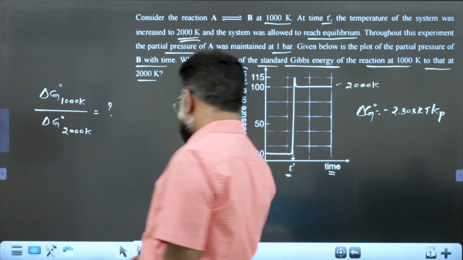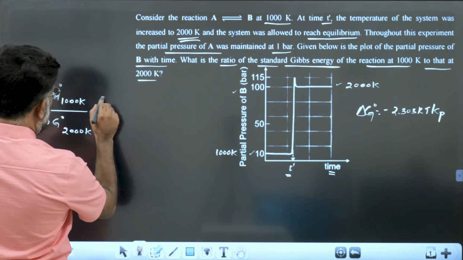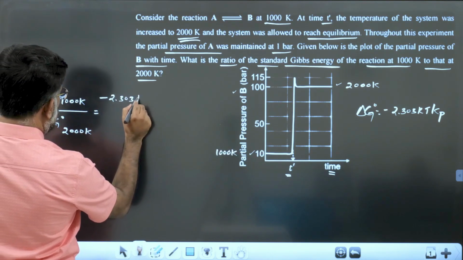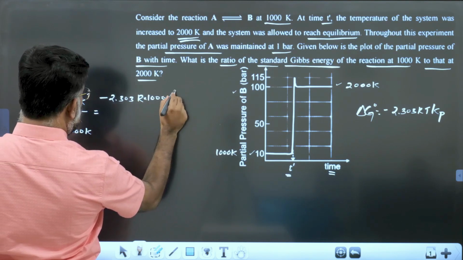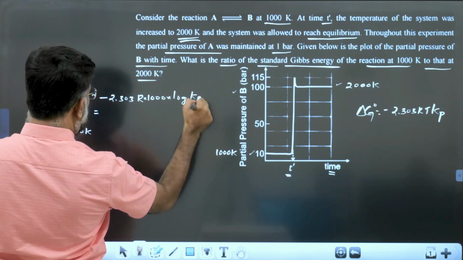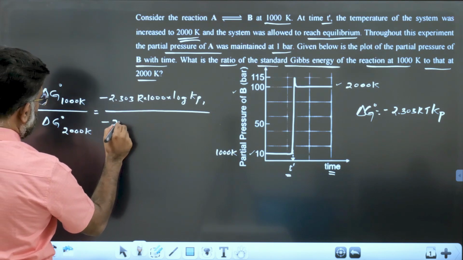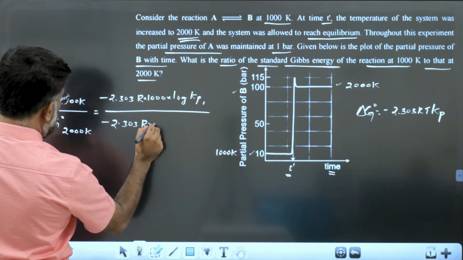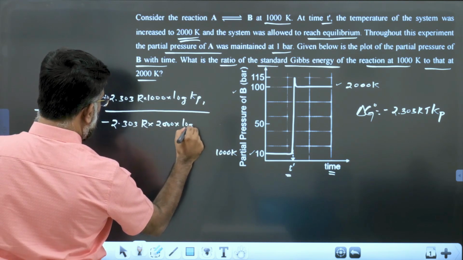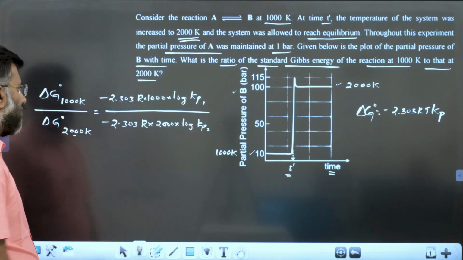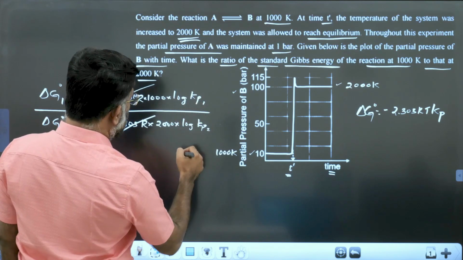So what do we get here? It will be minus 2.303 R into temperature 1000 into log Kp1, or Kp at 1000 Kelvin, divided by minus 2.303 R into temperature 2000 into log Kp2. So the entire thing will get cancelled. You have 1000, 2000, log Kp1, log Kp2.